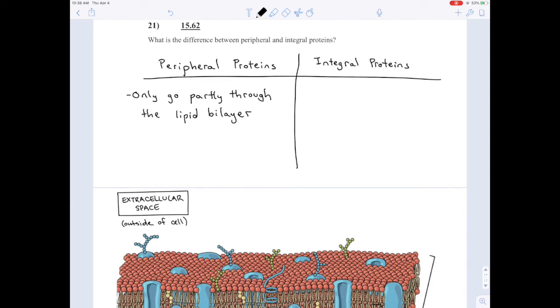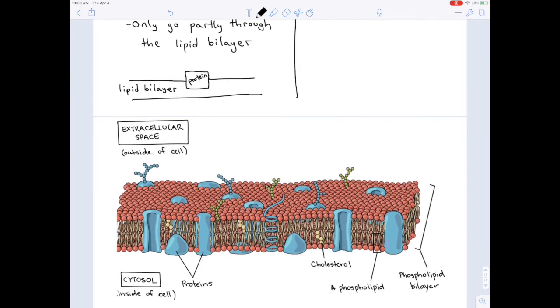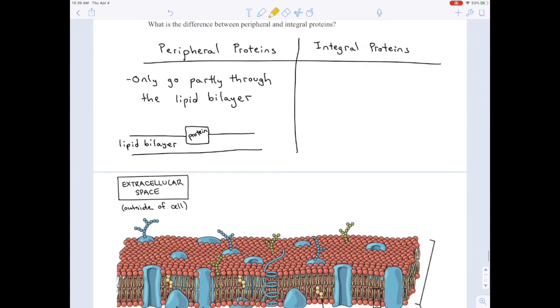So, for example, if you had a protein like this, where this is the protein and this is the lipid bilayer, that would be a peripheral protein. In this diagram, this here at the bottom would be an example of a peripheral protein. It's not going all the way through. Here's another one, not going all the way through, peripheral proteins. So that's a peripheral protein.